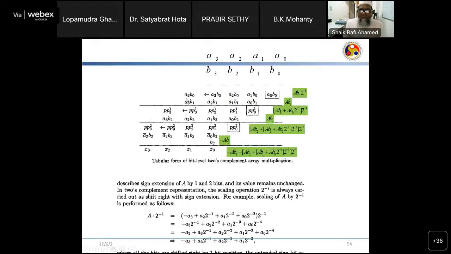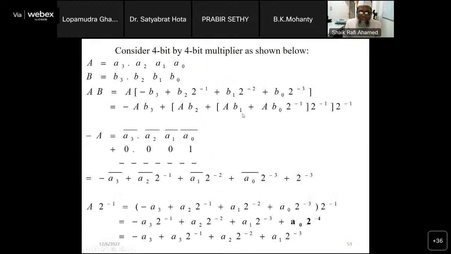This is sign extension. Wherever 2 raised to the power of minus 1 is there, this operation is sign extension. If the input is A3, A2, A1, A0, and I multiply with 2 raised to the power of minus 1, this becomes A3, A3, A2, A1. If it is A into 2 raised to the power of minus 2, it becomes A3, A3, A3, A2. Okay, like that.